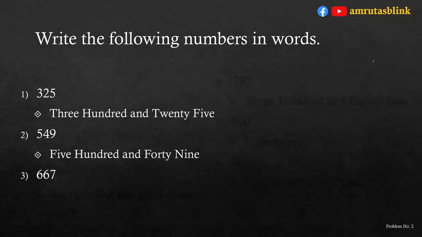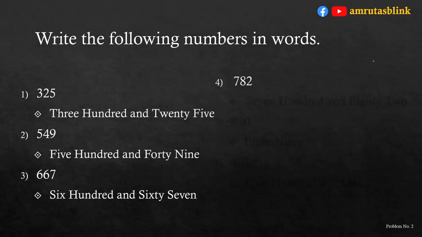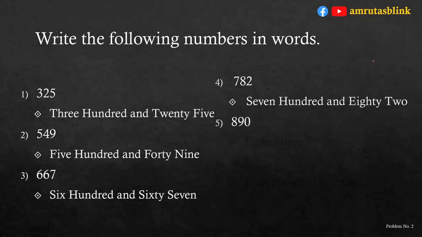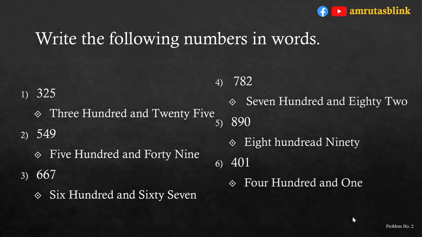Next is 6, 6, 7. Now here 6 is at the hundreds place, the next 6 is at the tens place and 7 is at the ones place. So the number would be 667. Now next is 7, 8, 2. So here 7 is at the hundreds place, 8 is at the tens place and 2 is at the ones place. So the required number is 782. Then we have 890. Next is 401. So we have 4 at the hundreds place, 0 at the tens place and 1 at the ones place. So the number is 401.